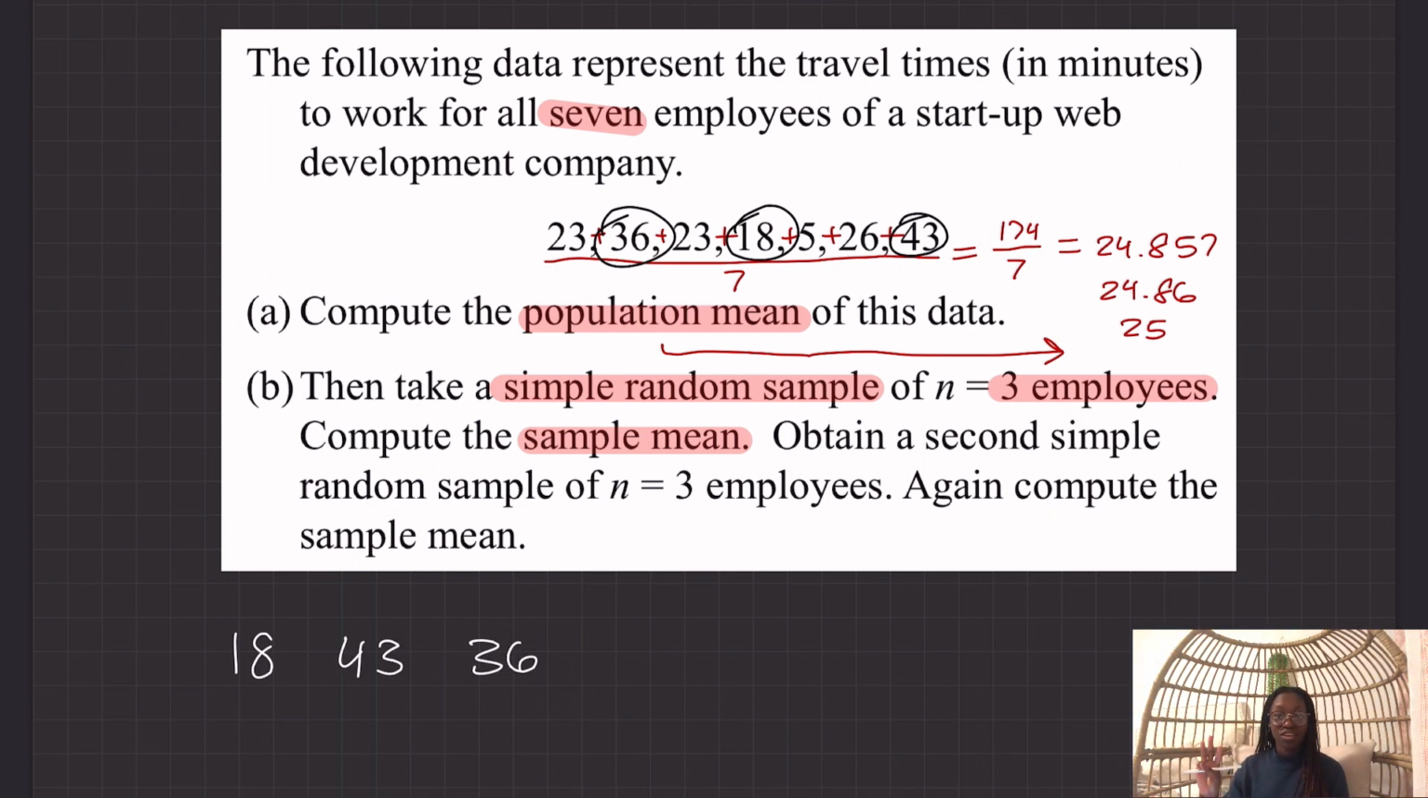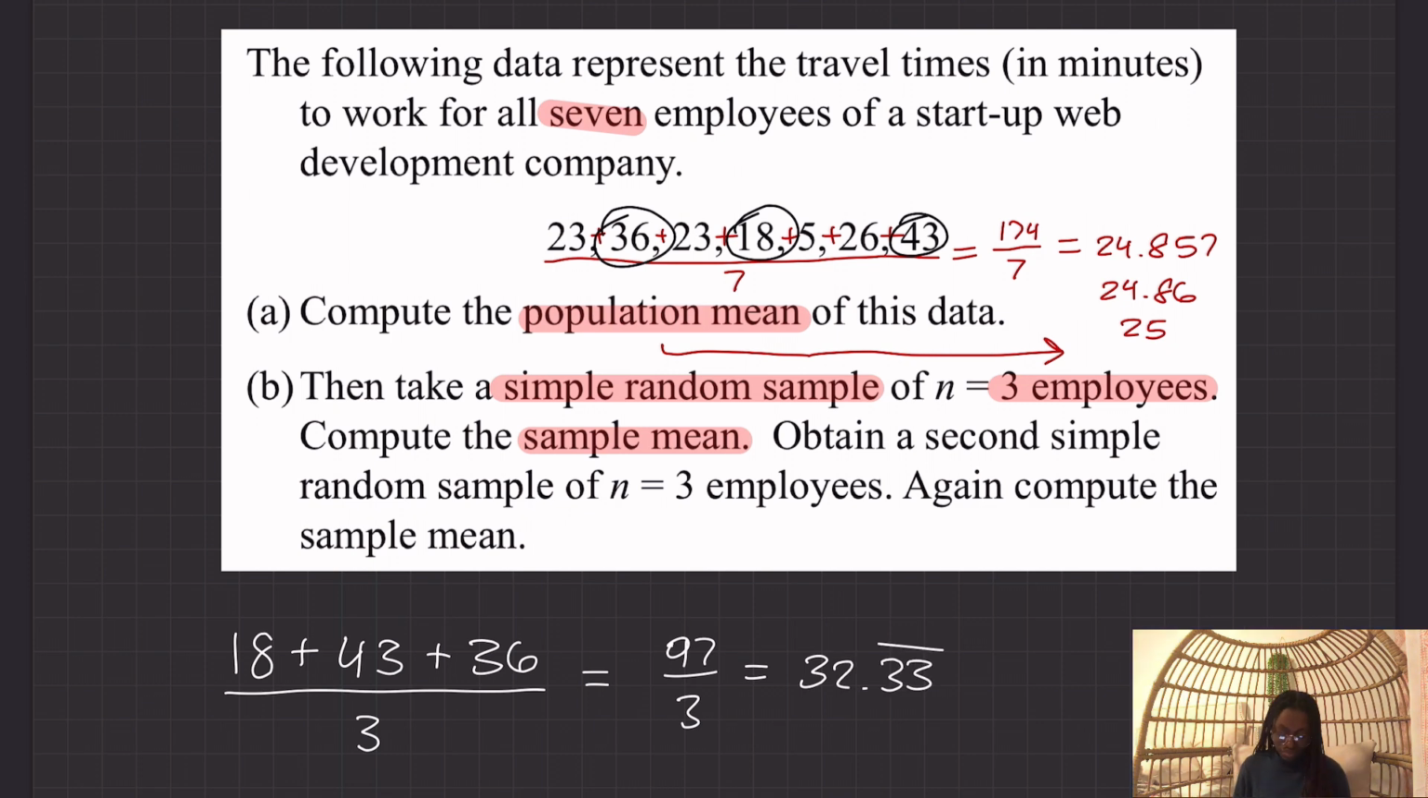So we have 18, 43, and 36. There's only 3 values in this sample, so when we add, we're going to be dividing the sum that we get by 3. So 18 plus 43 plus 36 is equal to 97, and 97 divided by 3 is equal to 32.33 repeating. So that is population and sample mean. All right. Not too much that's difficult there.